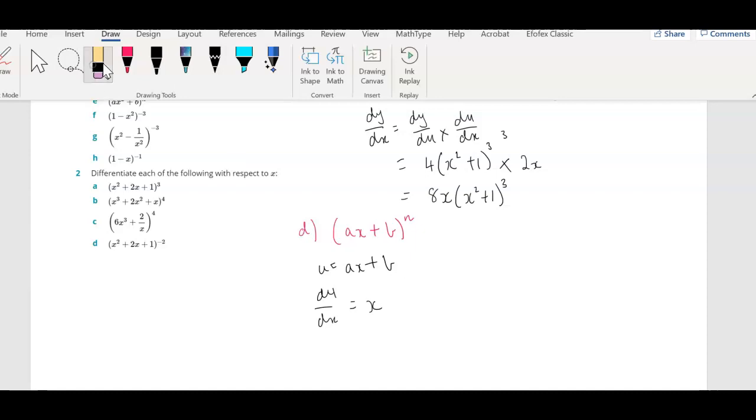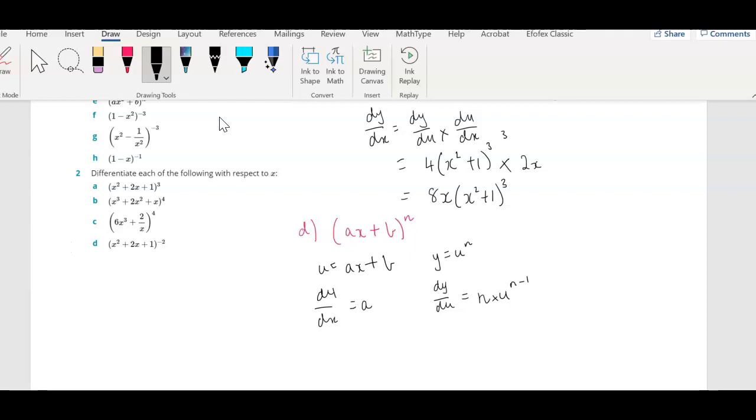Oh, no, it's not. It's just going to be a. What am I doing? Sorry. The derivative of ax plus b is just a. And then remember we let y equal u to the power of n. So dy/du becomes n times u to the power of n minus 1.